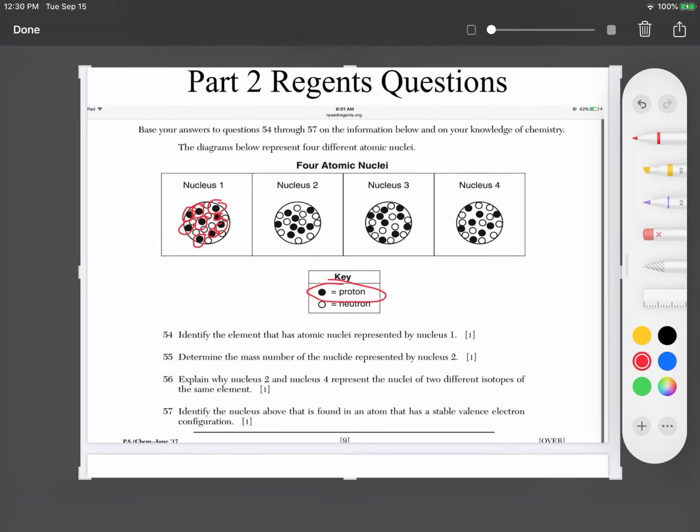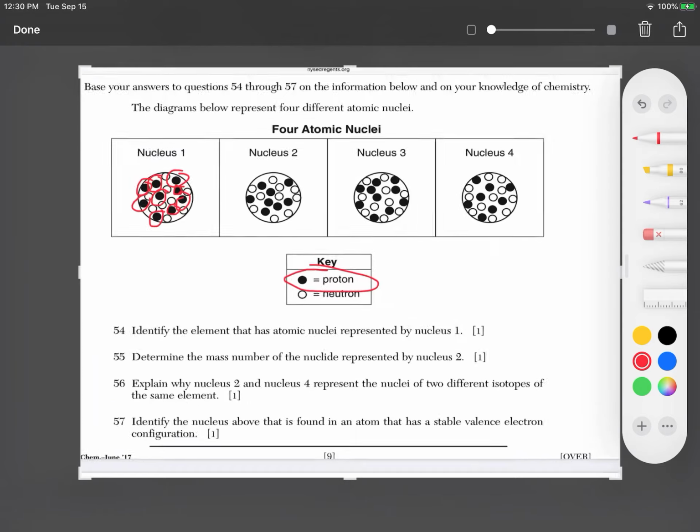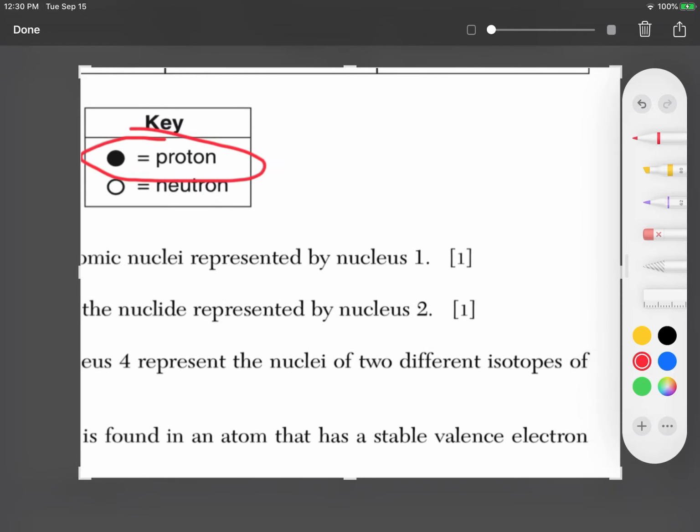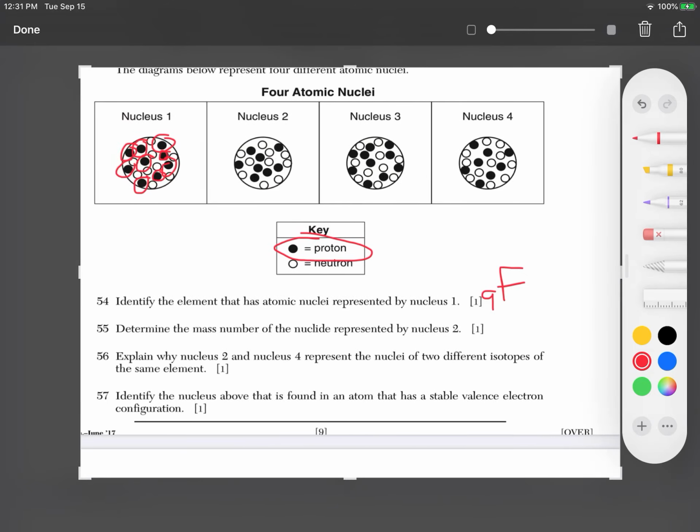So you need to go to your periodic table and look up the atomic number of 9. Okay, so hit pause and do that right now. Okay, we're back. Well, if you look it up, fluorine has an atomic number of 9, so that would be your answer, symbol F. Okay, let's go on to number 2.